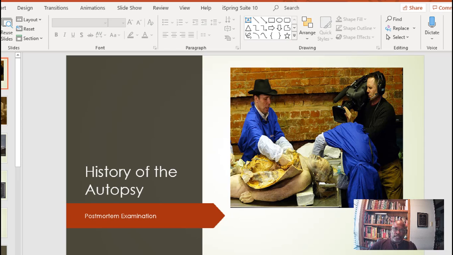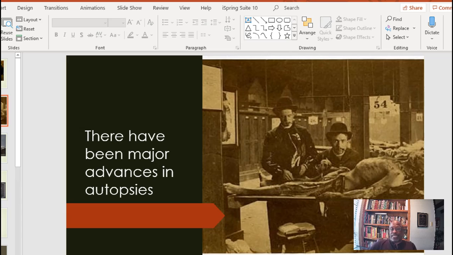Autopsy is the study of a deceased human body to find the cause of death and the extent of the effect of the disease on the body. There have been major advances in autopsies. Autopsies started as anatomical dissections. What they were doing is just cutting the body open to see how the body works. And they did this for years before they got to where they are now. Right now, autopsies don't take long at all.